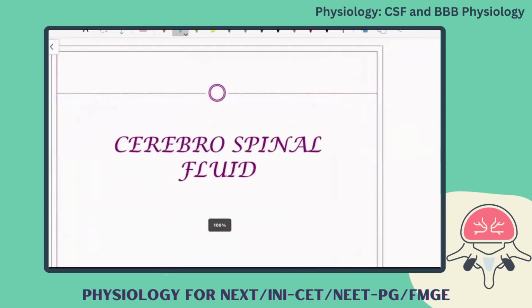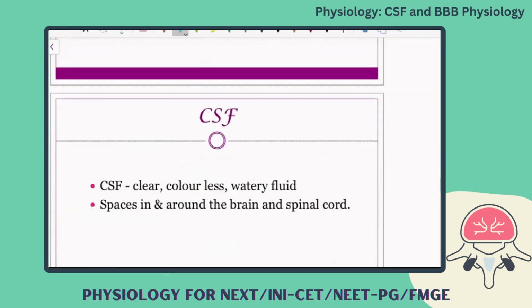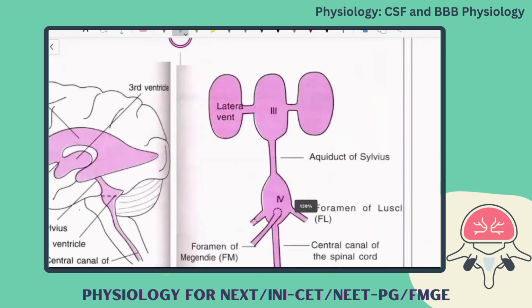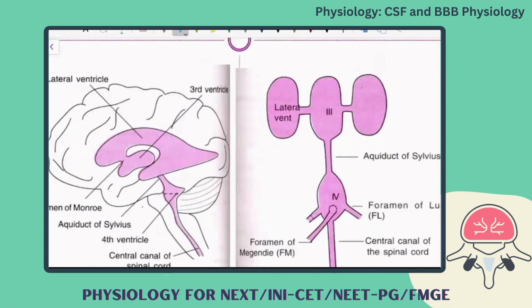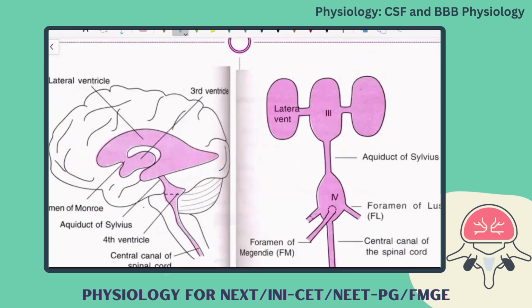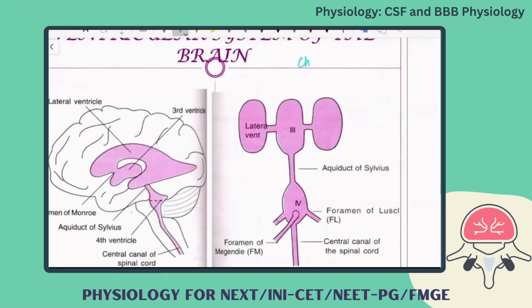And now coming to the cerebrospinal fluid. We have already discussed that in the subarachnoid space of the meningeal layers, cerebrospinal fluid is circulating, and we will go into the circulation of the cerebrospinal fluid. Where is the cerebrospinal fluid secreted? From which ventricle? It is secreted specifically from the choroid plexus.